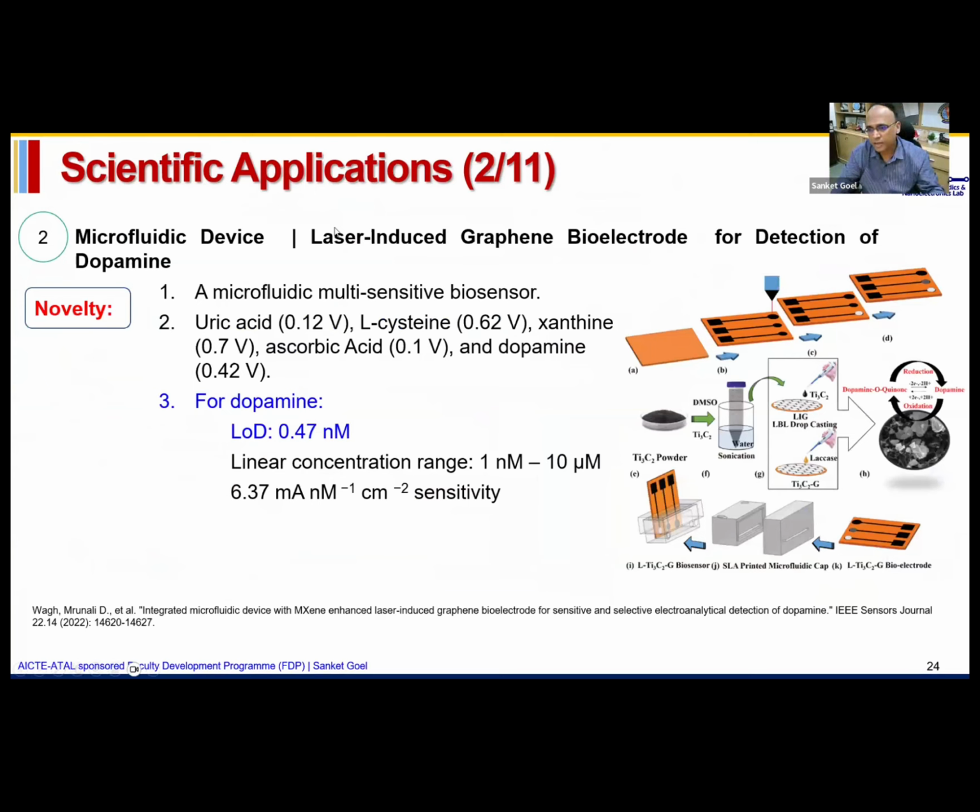The second work, and please stop me wherever you want to because I don't want to overwhelm you with many different examples. The second work is essentially how we can use a simple microfluidic device which is developed on laser-induced graphene for dopamine, which is a very common micro neurotransmitter actually.